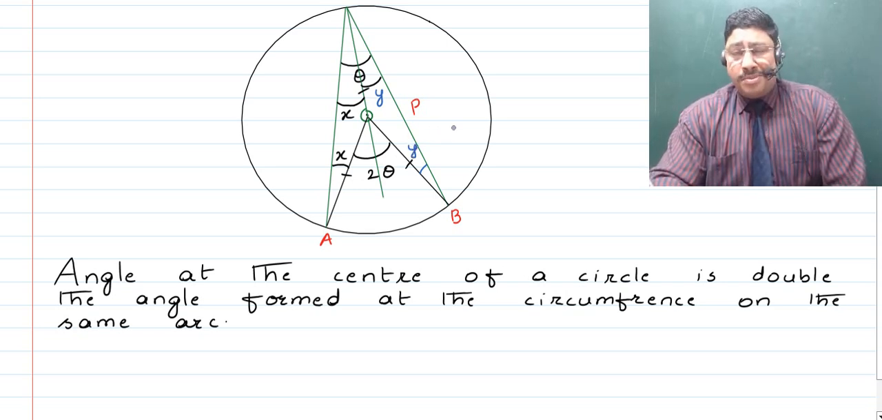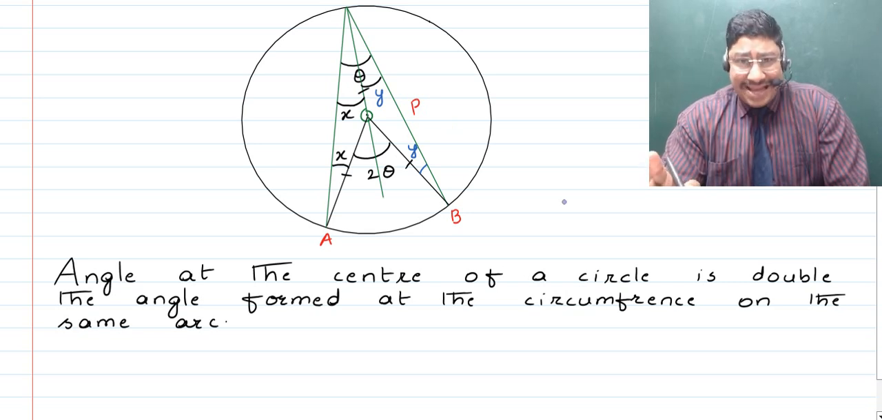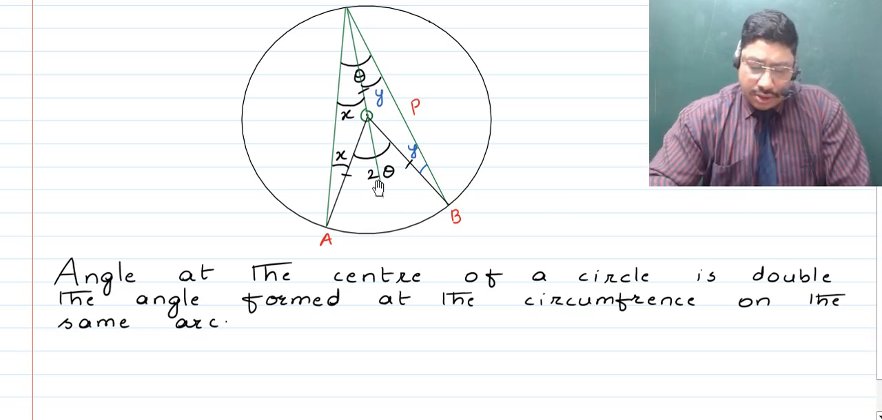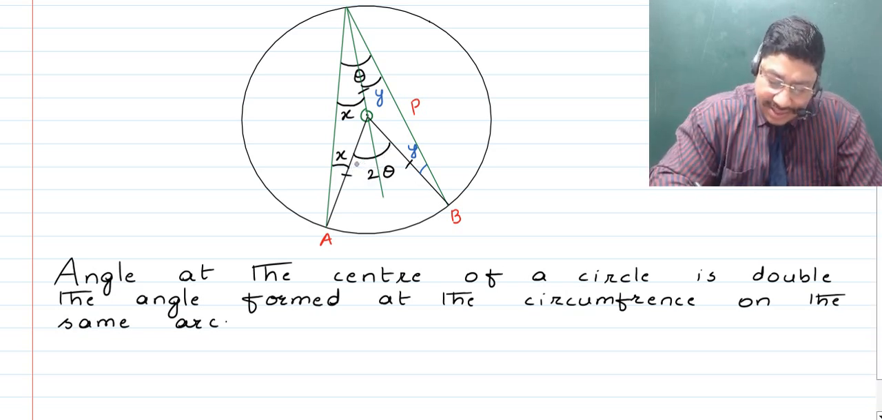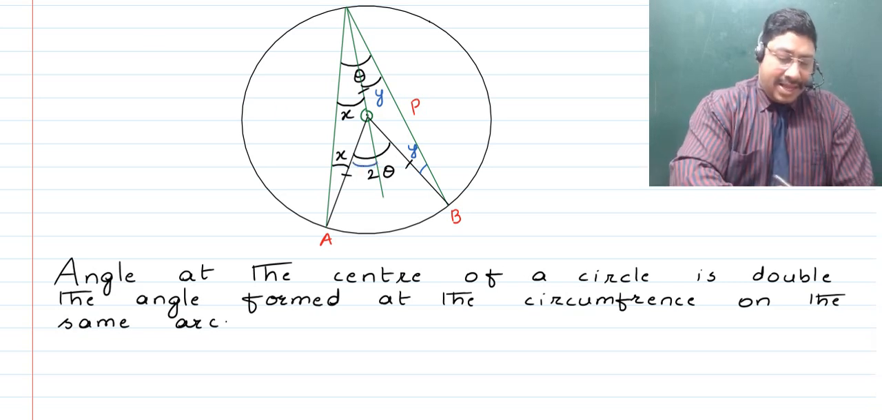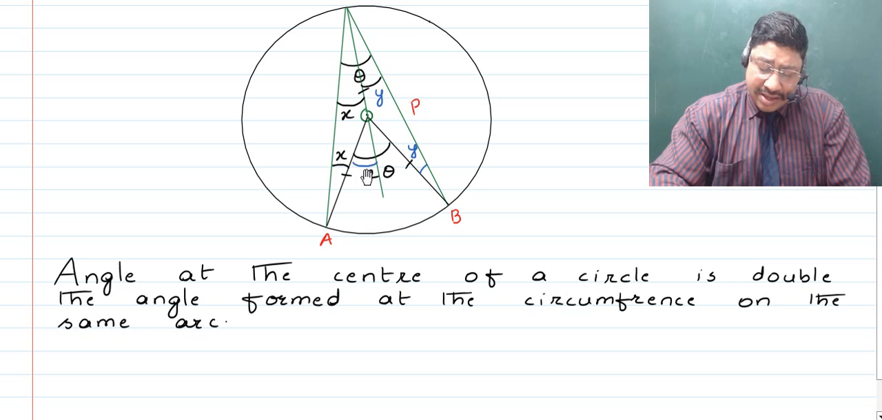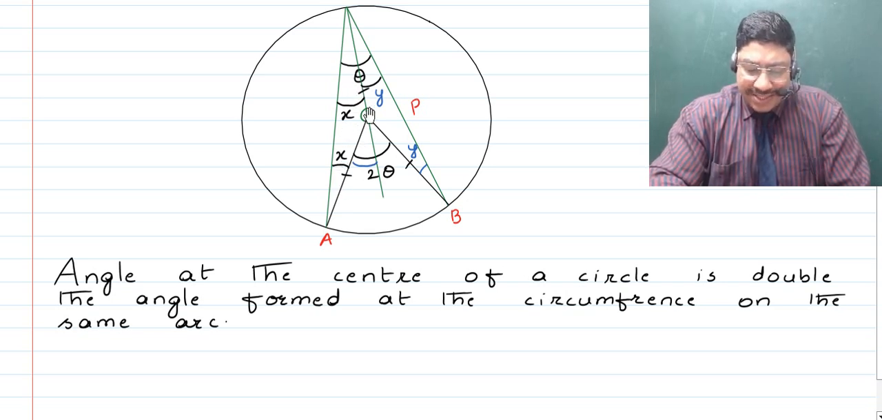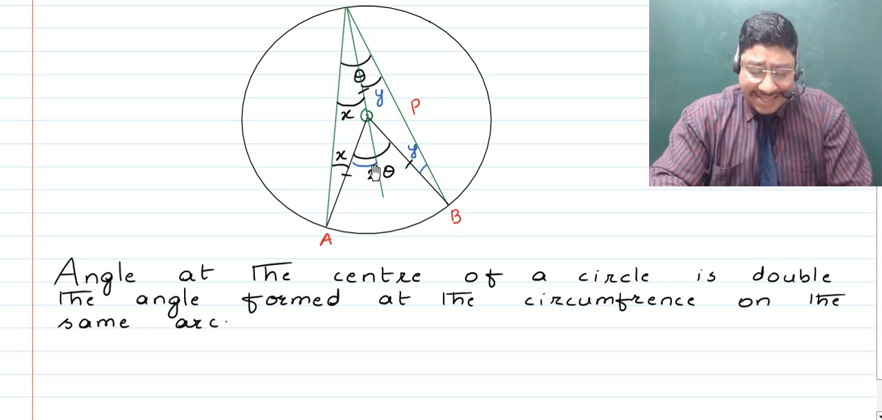Now I'm sure you remember a theorem in triangles, that is, the exterior angle of a triangle is equal to the sum of the interior opposite angles. That means this is the exterior angle, and if we are interested in this exterior angle, then it is going to be equal to the sum of the interior opposite angles. To this exterior angle, this is an opposite interior angle, and to it, this is another opposite interior angle. If you add them up, that should give you the exterior angle, right?